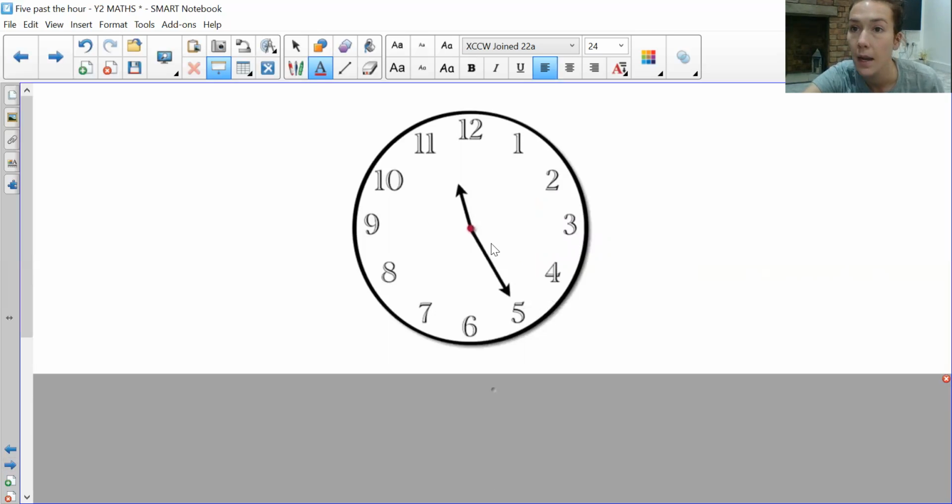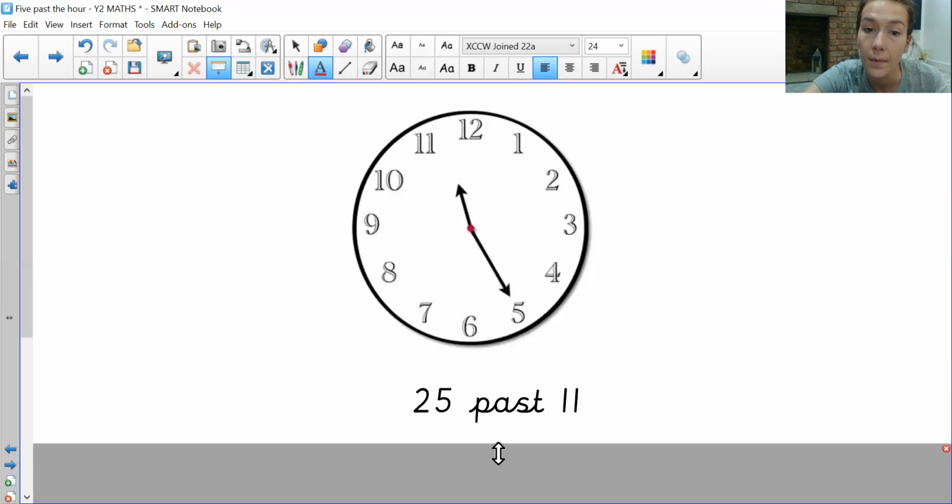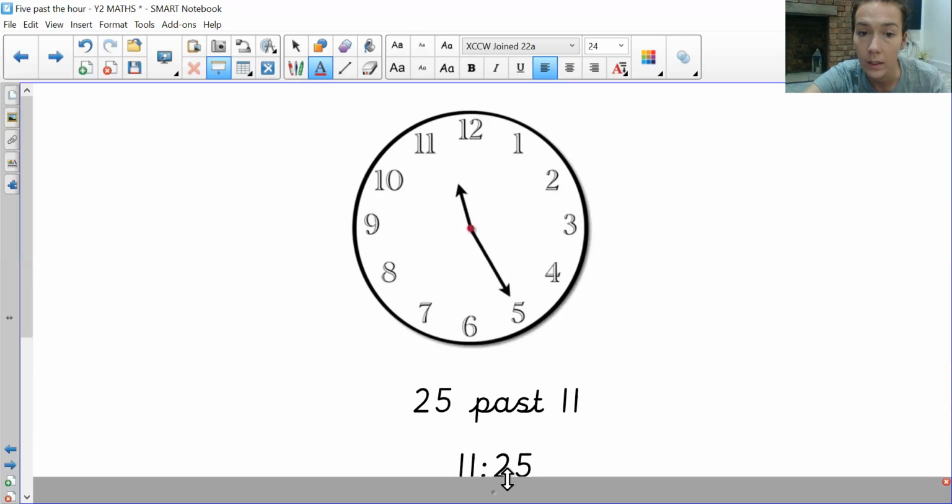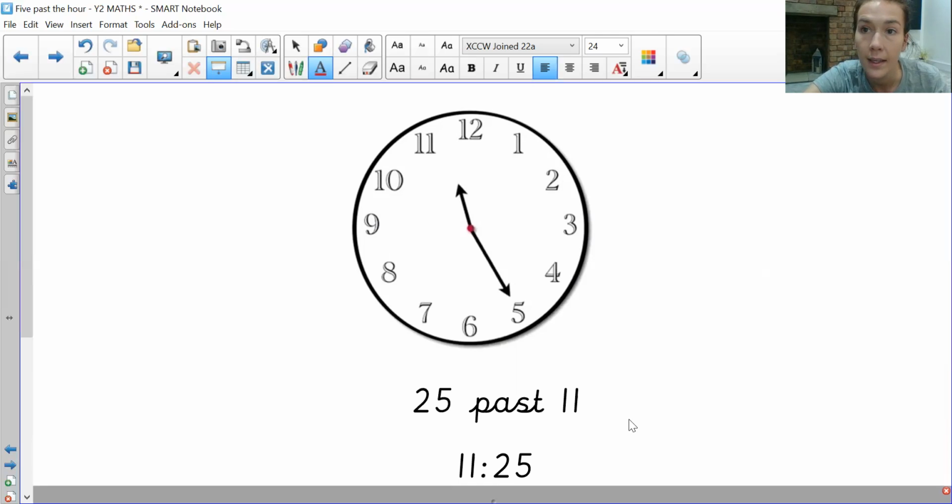Right, another example now. We've got the hour hand again, the smaller one, and the longer minute hand. So the hour, it's not gone past the 12, but it has gone slightly past the 11. So that's the hour that we go for. So it's going to be 11. But what is this minute hand going to be? It's going to be 5, 10, 15, 20, 25. So the time shown there is 25 minutes past 11 or 11:25.